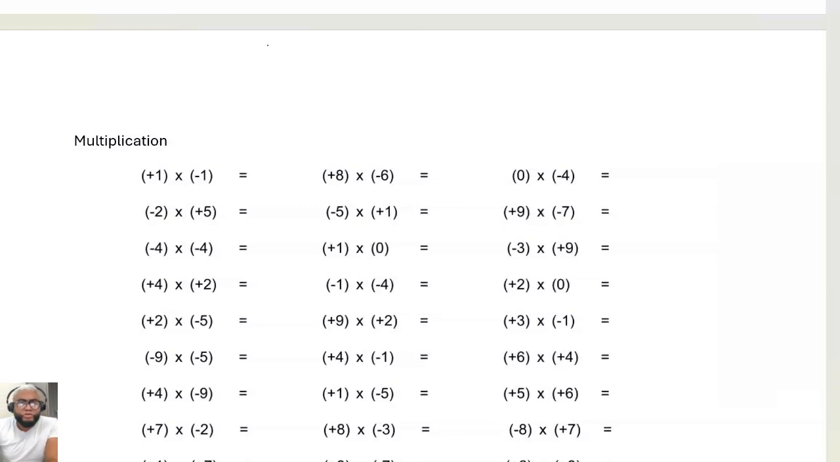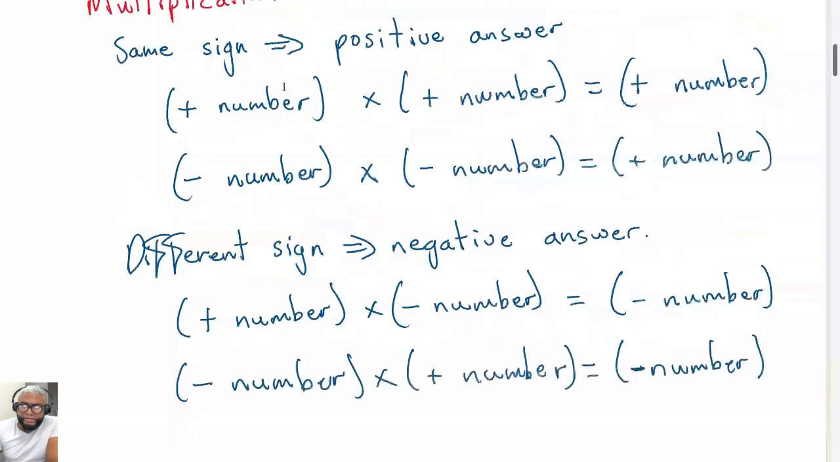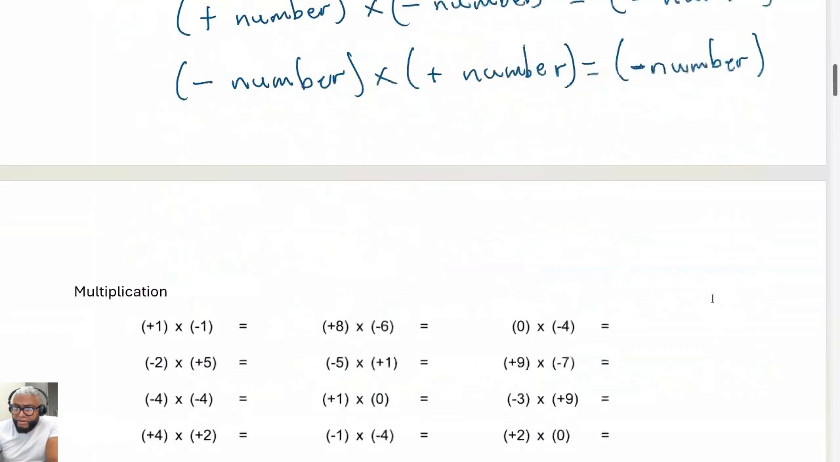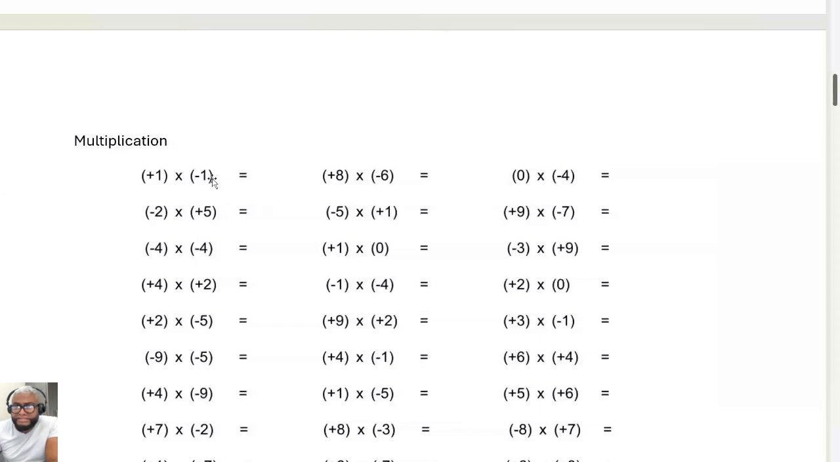So let's go. For the first one here, we have positive 1 multiplied by negative 1. What will my answer be here? Positive 1 times negative 1 will be a positive. Right, that's why I taught you up here. Different signs, negative answer, right? So a positive number, which is what we have, multiplied by a negative number will give me what kind of number? Negative. Right, so positive 1 multiplied by negative 1 will give me a negative 1.